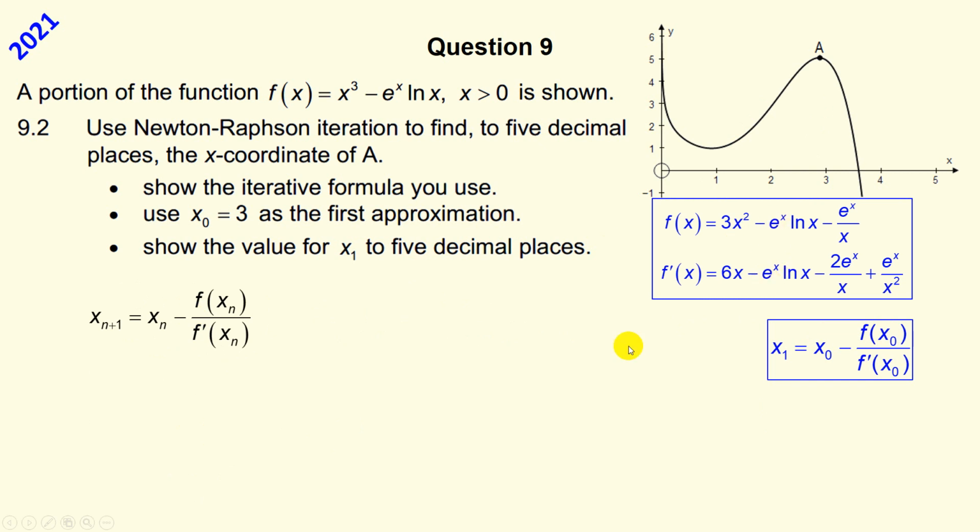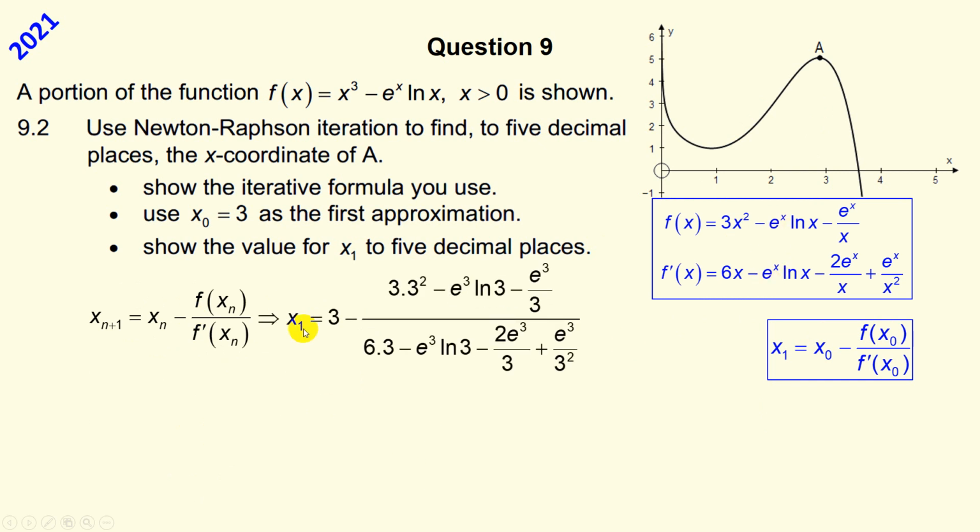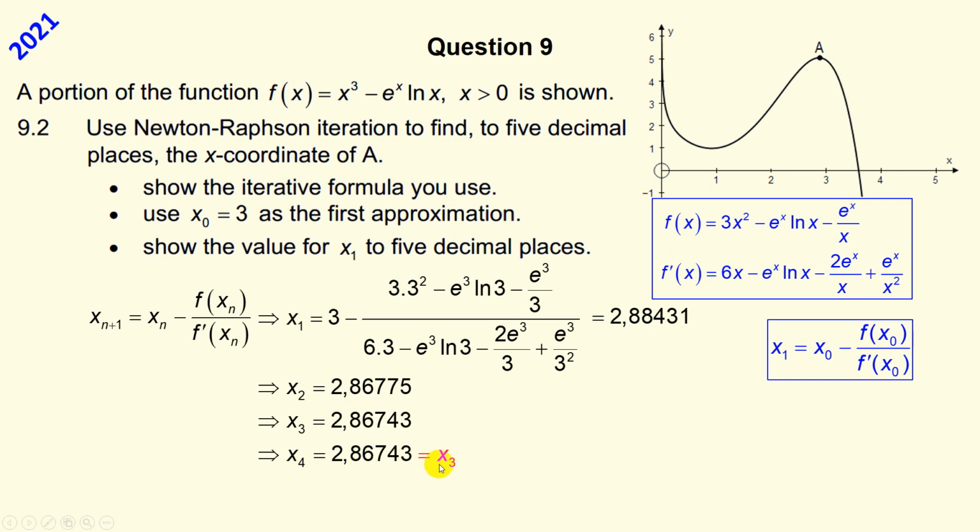I put the derivatives there so we know what we have to use. So x1 equals x0 minus, and I've substituted x0 equals 3 into the original, and x0 equals 3 into the derivative. There it is. And that calculates out as 2,88431. And that's x1. That's the one they ask you to show. But I need to continue, so I put back into the formula, x2 equals, x3 equals, on we go, x4 equals, oh, it's exactly the same as x3. So therefore, here is our answer.